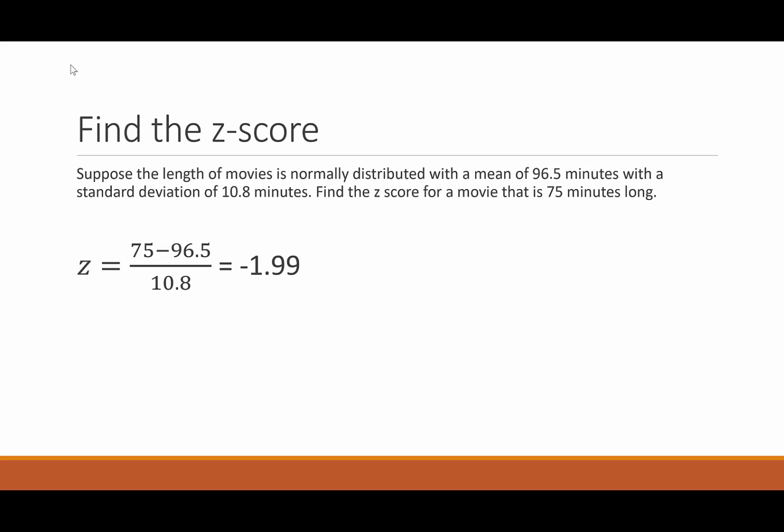Let me give you this little word of advice. If you do try to put this in your calculator all at once, which is absolutely fine, you want to make sure you put parentheses around the 75 and the 96.5. So you want it to look like this before you hit enter. It's easy to make a simple mistake and get the wrong number.